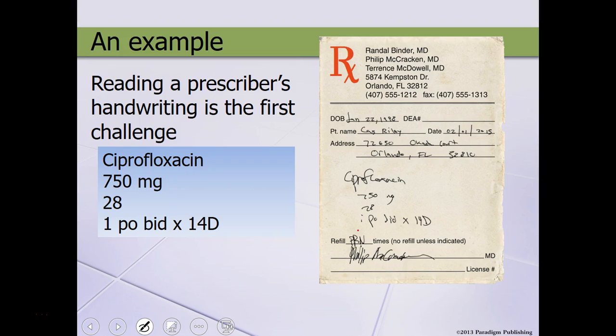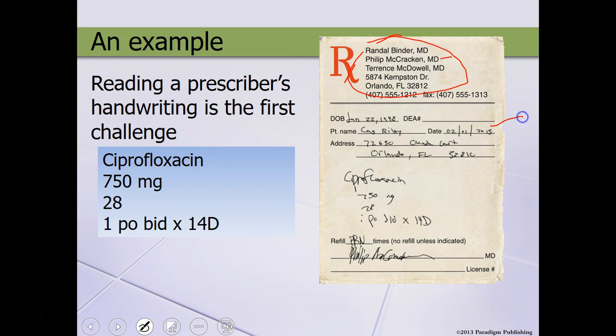So reading the prescriber's handwriting might be a challenge at first, but with experience and your knowledge of pharmacology, it gets a little bit better. So again, let's review this prescription. We've got prescriber information. However, they should identify which doctor it is just in case we can't read their handwriting. McCracken, McDowell, not sure. Randall, Phillip. So I would say this is Phillip McCracken.